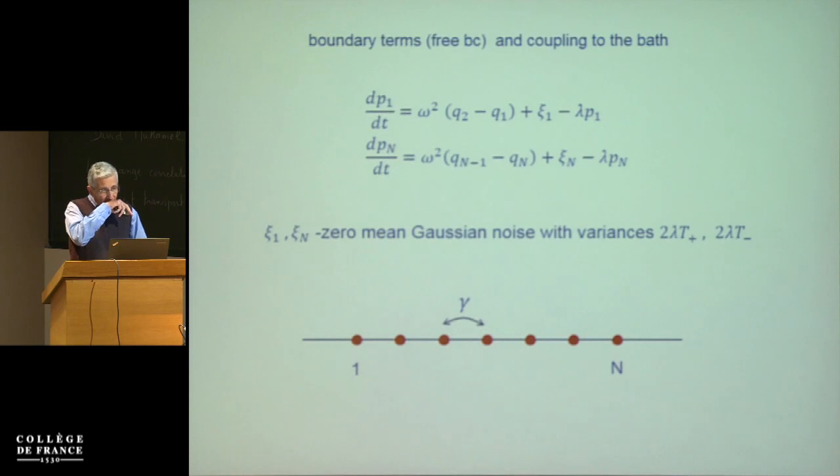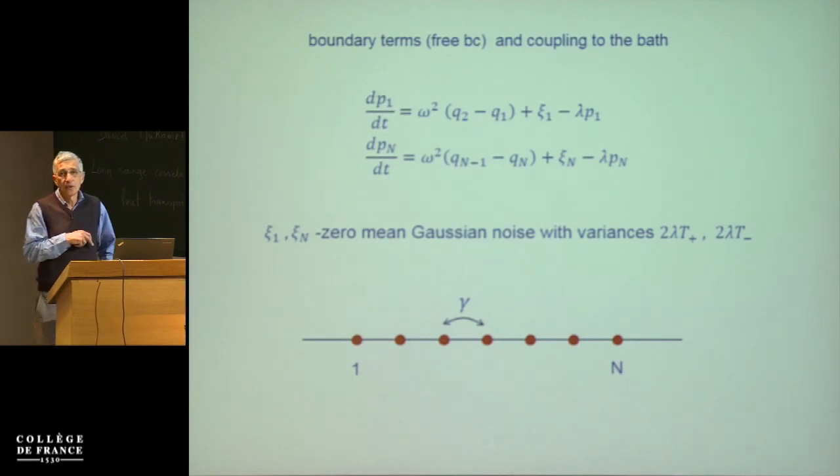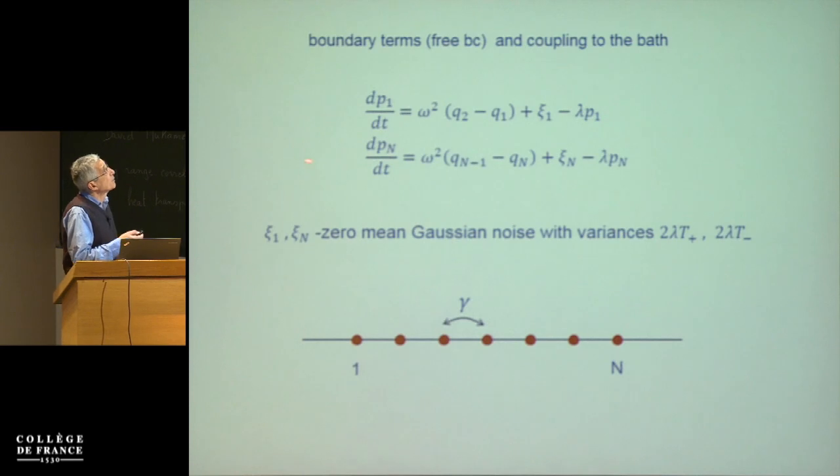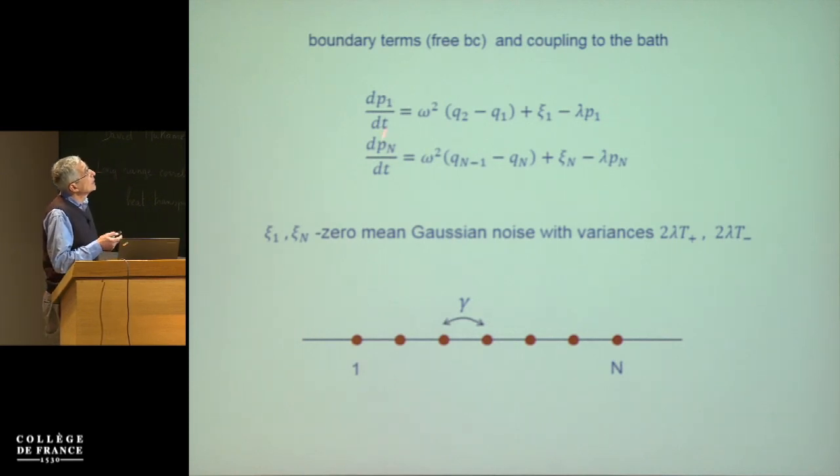Now you have to look at the coupling to the bath. At sites 1 and n, it's a free chain, so there's nothing beyond it. The potential just gives you omega squared (q2 minus q1), the coupling to site number 2. But in addition, one adds the coupling to the bath, which comes through a dissipation term coupled to the momentum. It's like a dissipation plus noise term.